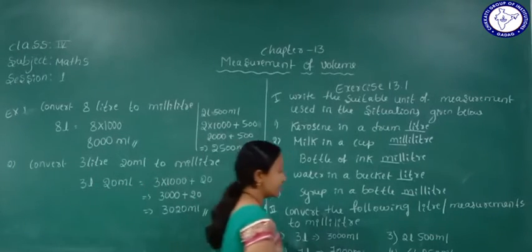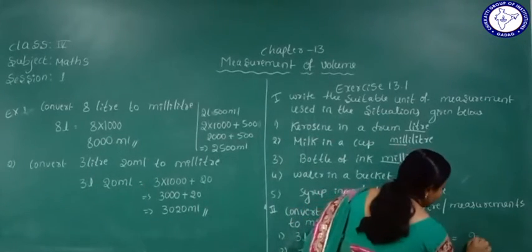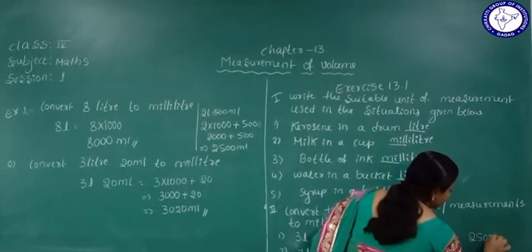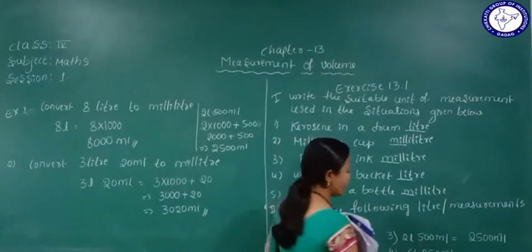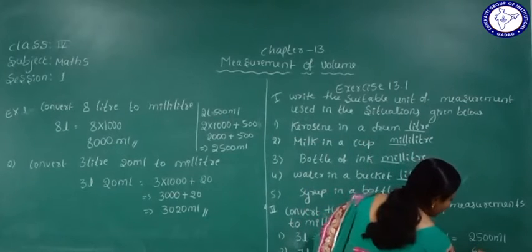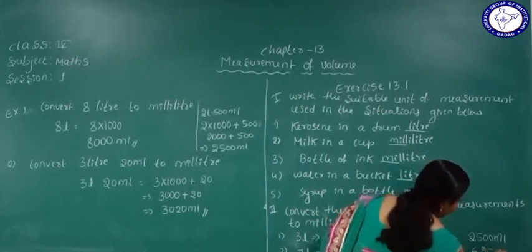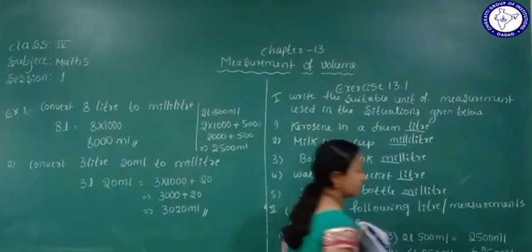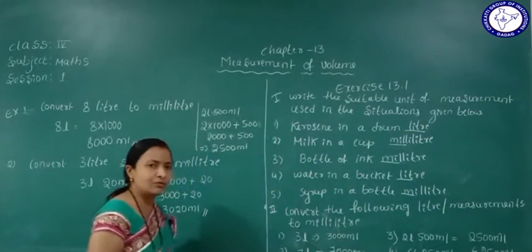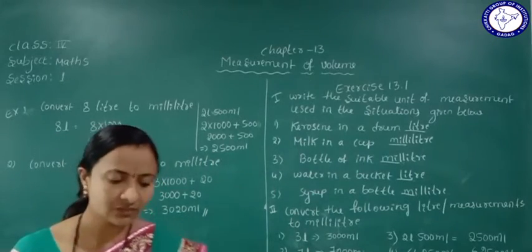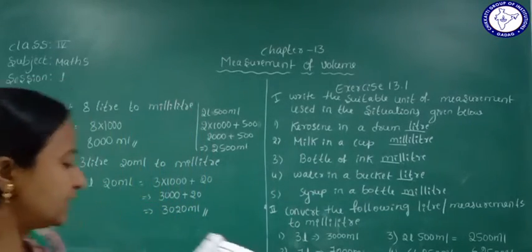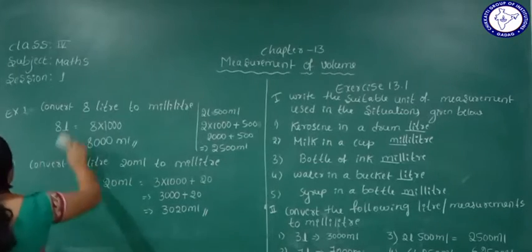Yes, so we get the answer, how much? 2500 ml. Same as it is the fourth one, that is 6250 ml. Okay, understood that one? Converting of liter to milliliter. Okay. Yes. Next, they have given match the following.